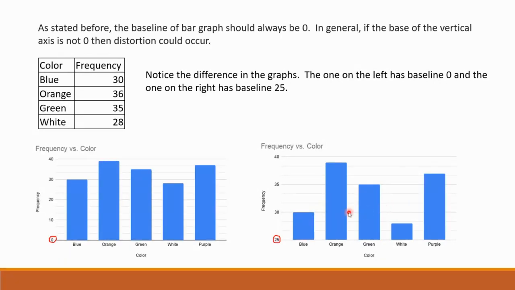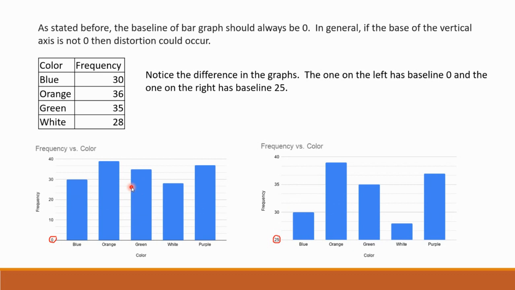But here you can see the differences in frequency. It looks like a lot more than it really is. For orange and green, there's only a difference of 1 in their frequencies. Here it looks like a lot more than 1, right? Because again, that's because of this. So by having this at 0, there's going to be less distortion. Okay. That's just something I wanted to point out.